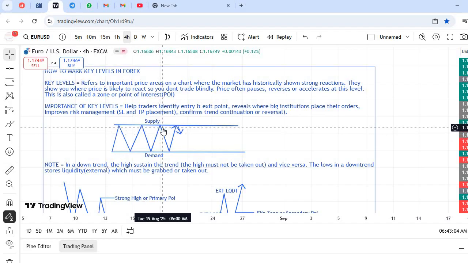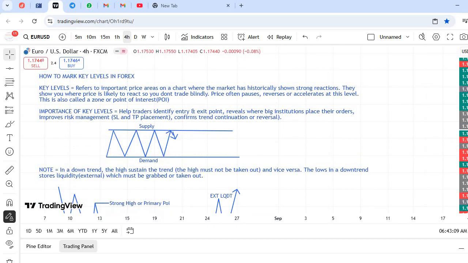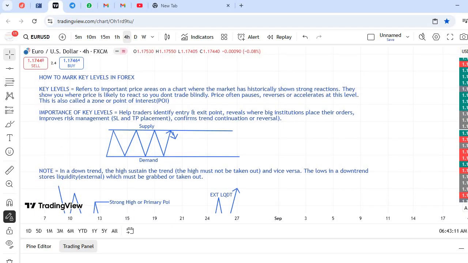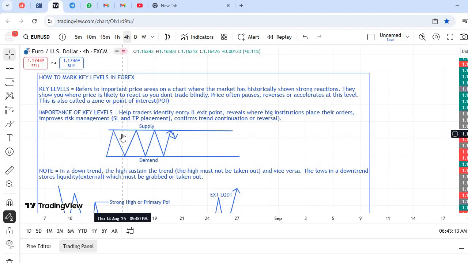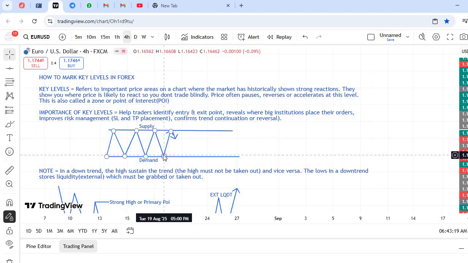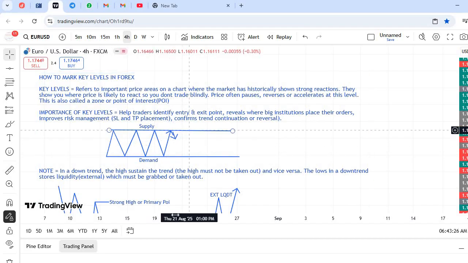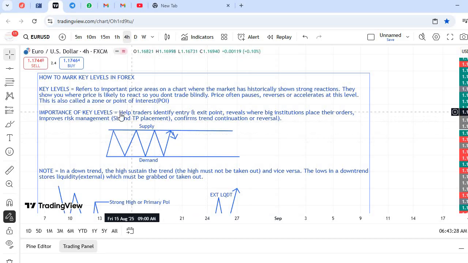your area of interest, or to mark out the key level. You understand? But you at least have been able to identify the bigger level first from the higher time frame. Then you now go to the lower time frame. So now identify your entry, where you are going to enter the trade, and where you are going to also close the trade. So it helps traders identify entry and exit points.